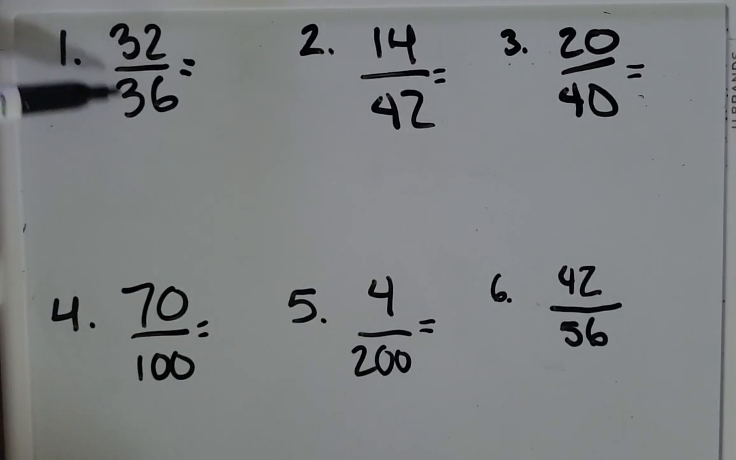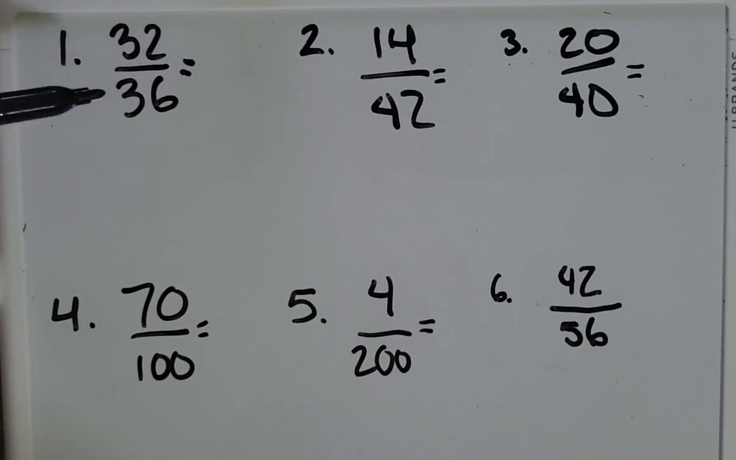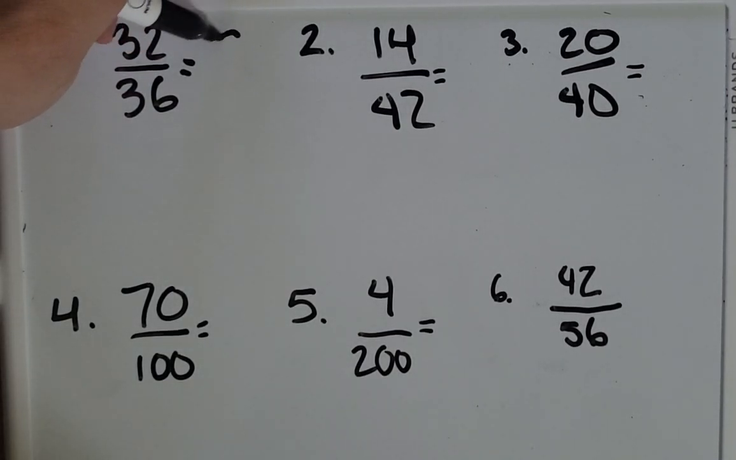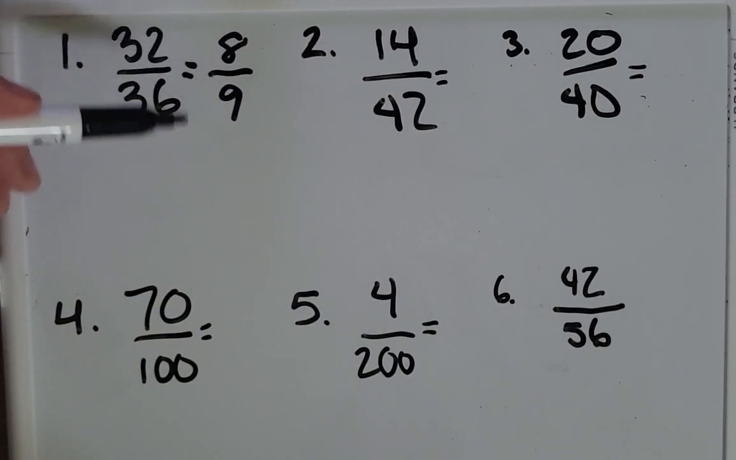So the highest number you would be able to divide into this and this using the same number would be 4, right? 4 times 8 would equal 32, right? So we're going to go ahead and put 8 right there. And then it's going to be 4 times 9 equals 36. That makes the simplified version 8/9, right?